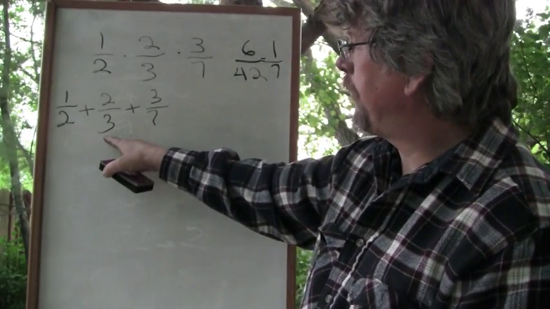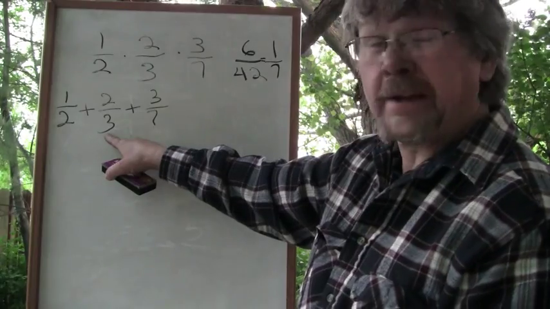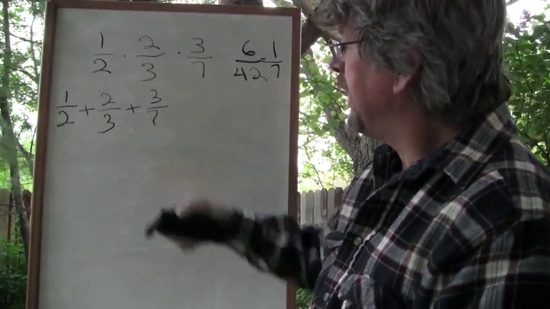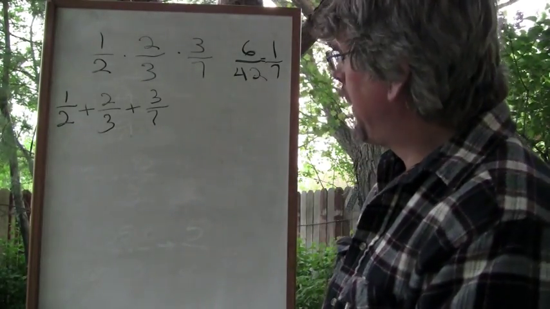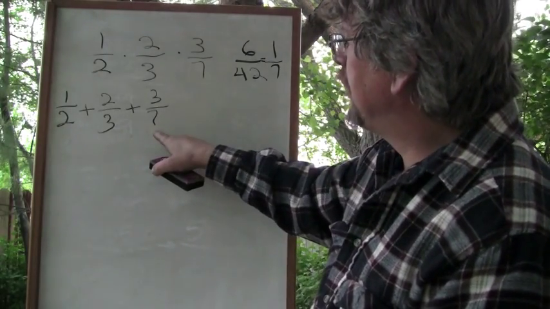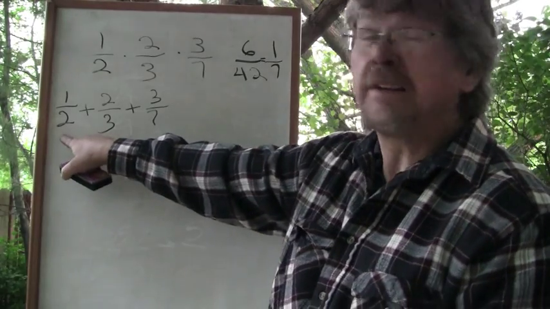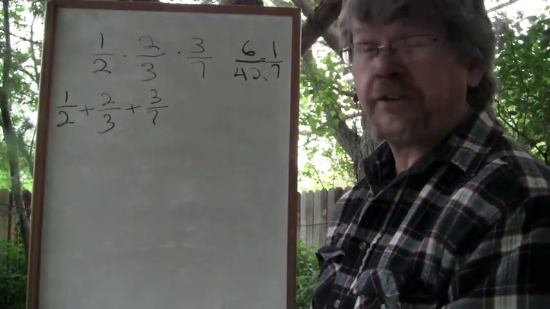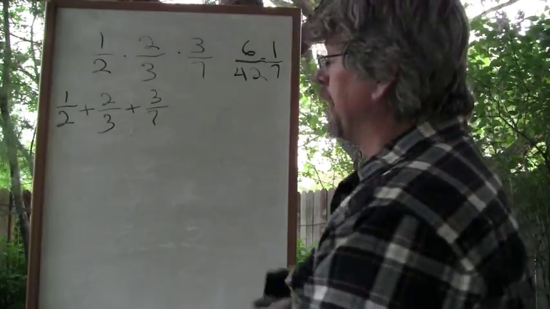7 times 3, 8 times 3 is 24. 9 times 3 is 27. It's not 28. Is it 35? It's not 35. What the heck's the common denominator? What you do is you multiply 7 times 3 times 2 to get to 42, and that's the common denominator.